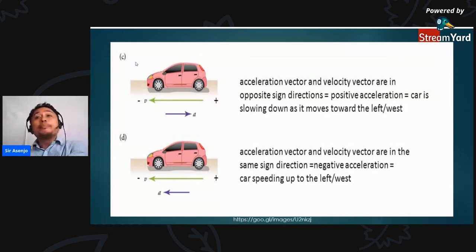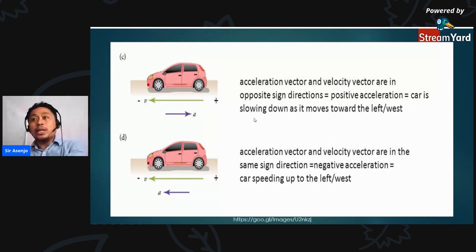Now let's have car C. We have the velocity vector going to the left, the acceleration vector going to the right. So the acceleration vector and velocity vector are in the opposite direction. They are in opposite sign direction, that is equal to positive acceleration. Positive acceleration. Okay. The car is slowing down as it moves towards the left or west. Very good.